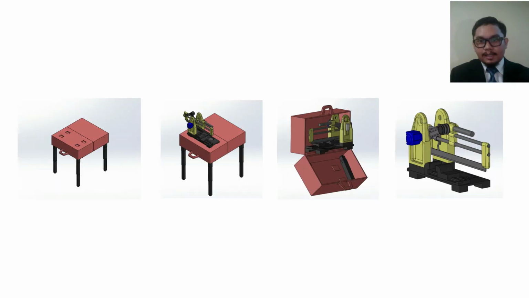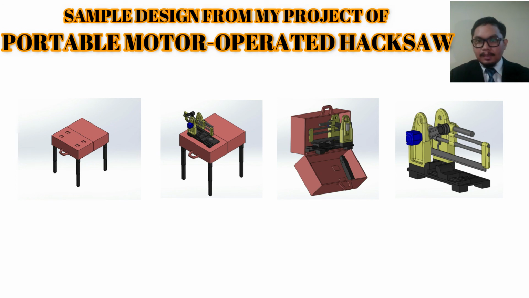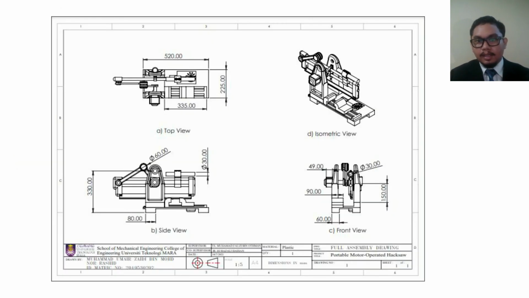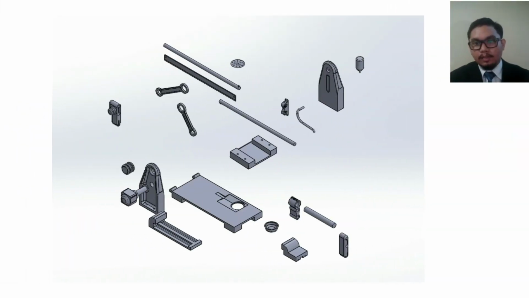For the next, it is a simple design of my project, the portable motor operated hacksaw. Next, it is the view of the project. This is a top view, side view and front view. And the last part of the expected result is the bill of materials of the product.